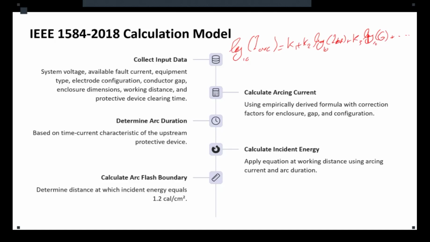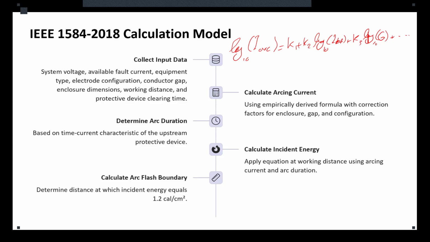Now, K1, K2, and all the way through these coefficients vary based on the electrode configuration and enclosure size. These equations are built into the commercial software, but you must choose the correct configuration code. So you don't need to actually know these coefficients. You just choose the correct configuration in the software, and they already know those numbers based on the standard.